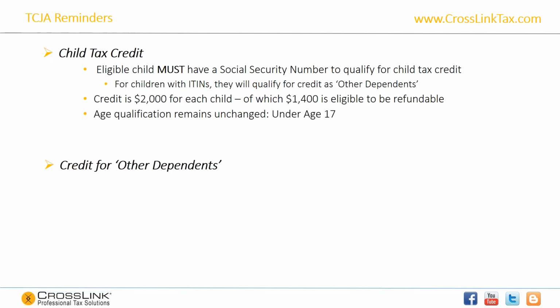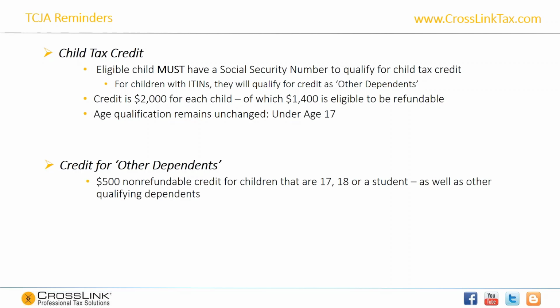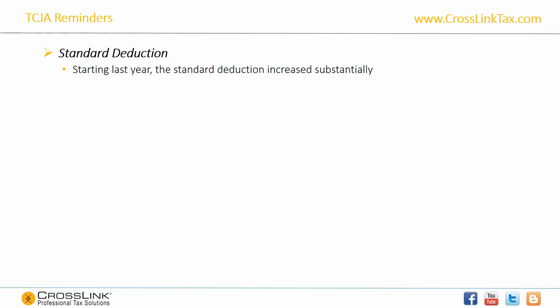With regard to the credit for other dependents, which is where children with ITINs are going to fall, it's a $500 non-refundable credit for children that are 17, 18, or a student, as well as other qualifying dependents. With regard to exemptions, also something to remember, they are no longer applicable. Continual reminders, the standard deduction. The standard deduction, which of course started last year, increased substantially.